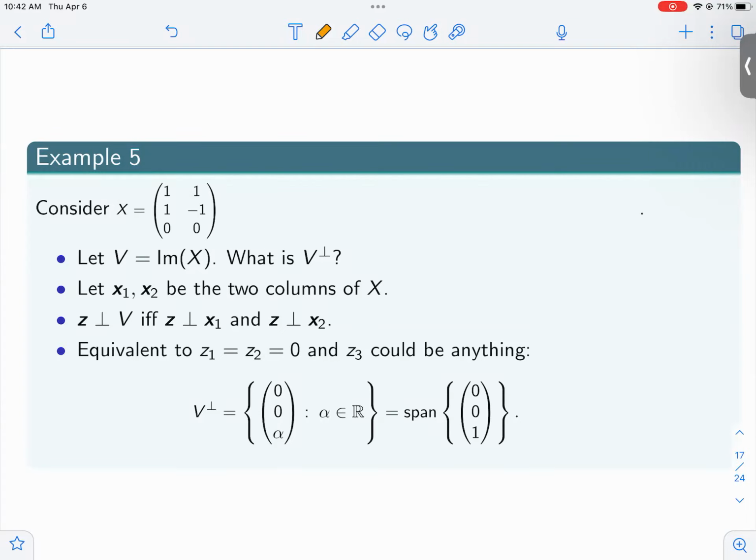And then if you write down these equations, a vector Z that's orthogonal to X1 gives you one equation. Z orthogonal to X2 gives you another equation. And then you solve those, it forces Z1 equal to Z2 equal to zero. And then Z3 is free.